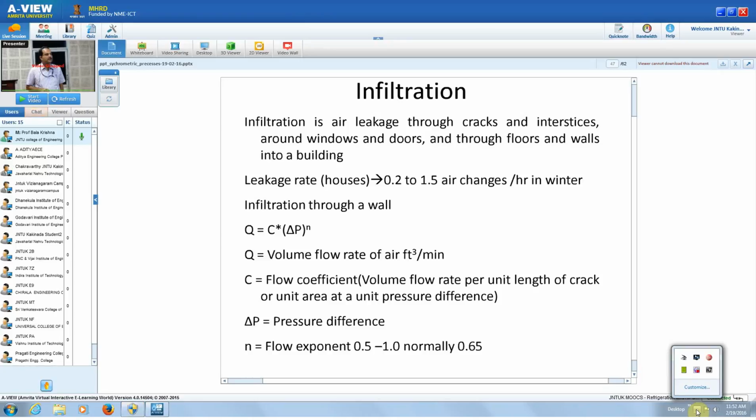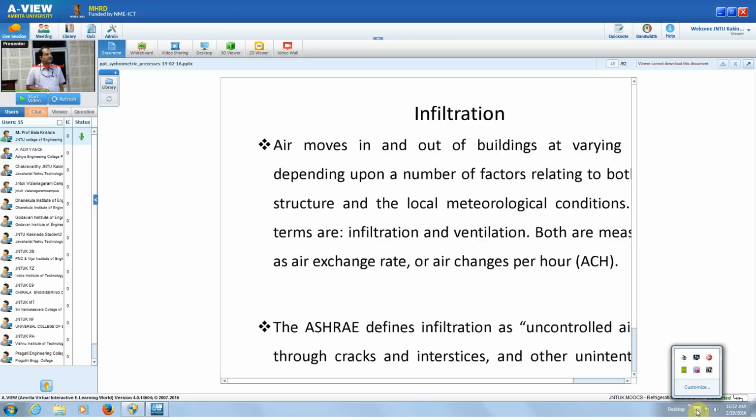Infiltration through a wall, therefore, the rate you can calculate as C into delta P to the power n, where Q is the volume flow rate of air and C is the flow coefficient. Then delta P is the pressure difference, that is the outside pressure and inside pressure. And n is the flow exponent, that is 0.5 to 1. Normally, the standard value is 0.65. Next.